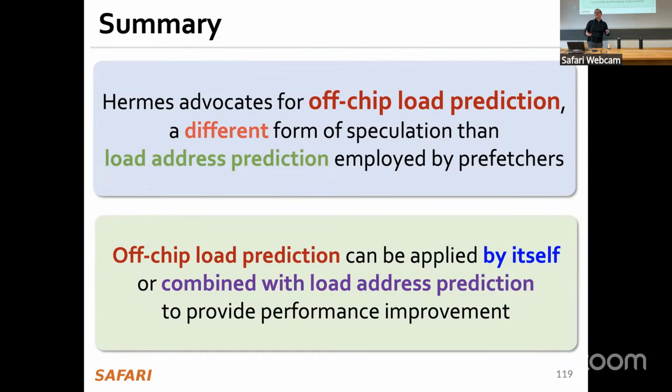You don't try to predict the address. I mean, you can also speculatively decide which ones are going to be off-chip, but now you're crossing some boundary between off-chip prediction versus prefetching. It's good to think creatively in that direction also. So off-chip load prediction can be combined with load address prediction to provide improvement as well.